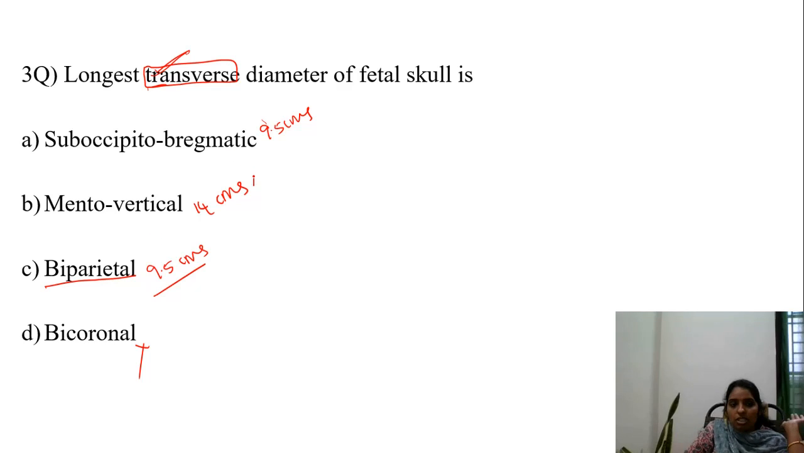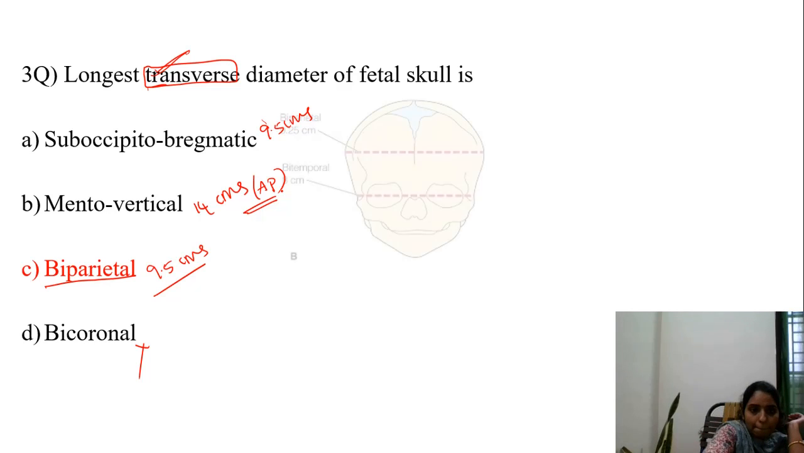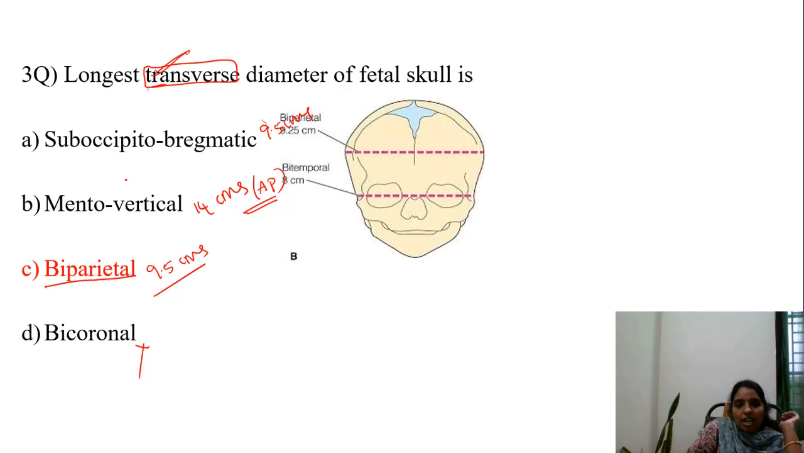If they ask about the anteroposterior diameters, then it is mentovertical. The biparietal diameter is about 9.5, bitemporal about 8. I am asking about the transverse diameter; the question I have asked is transverse. In other examinations it may be the anteroposterior diameter also. So my intention is that you understand the keyword in the question.